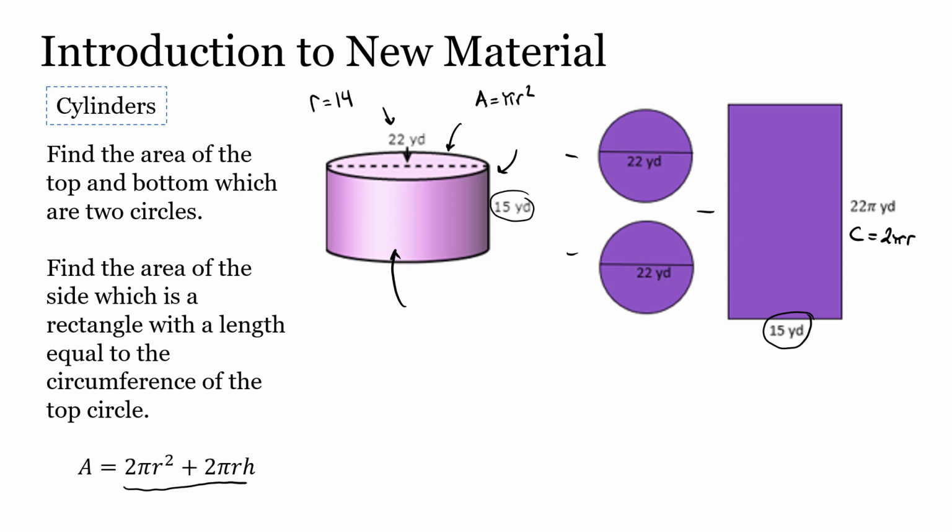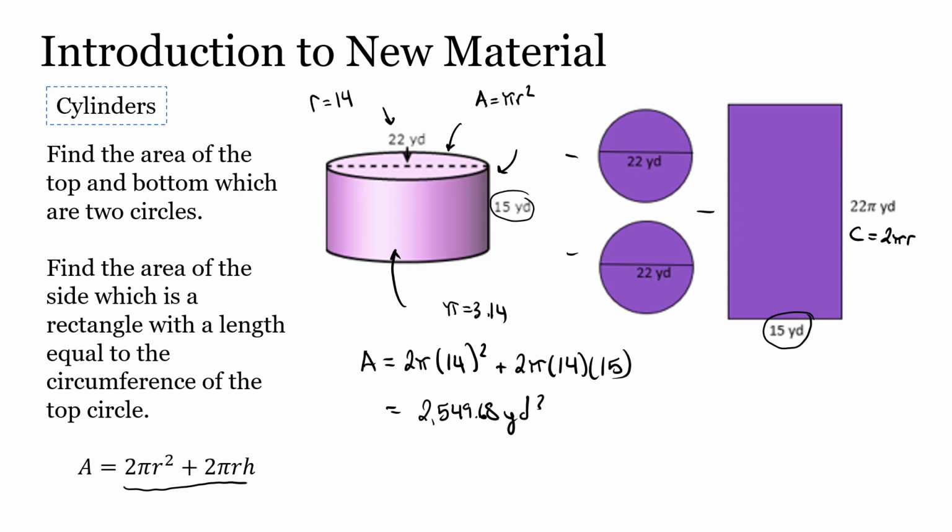If we put that together, two circles and this rectangle, it comes together in this formula: 2 pi r squared plus 2 pi r h. Our example here would be A equals 2 pi times my r, which is 14, squared, plus 2 pi times 14, and then my height is 15. Calculate all that out, letting pi equal 3.14, and you get 2,549.68 yards squared.